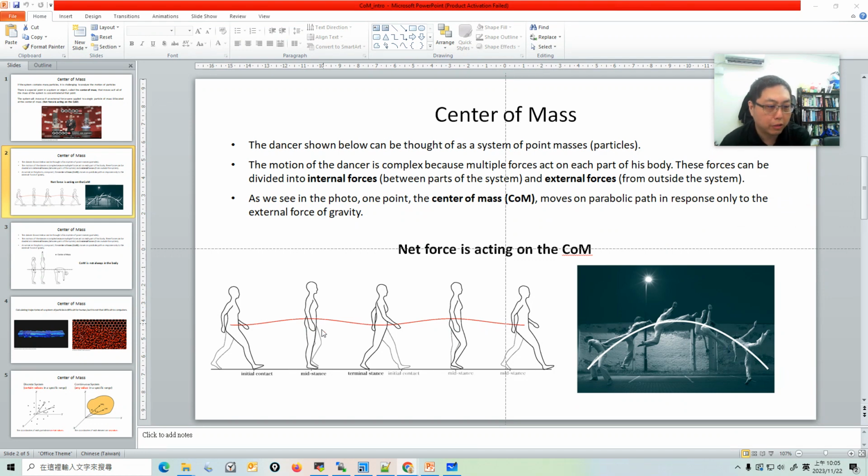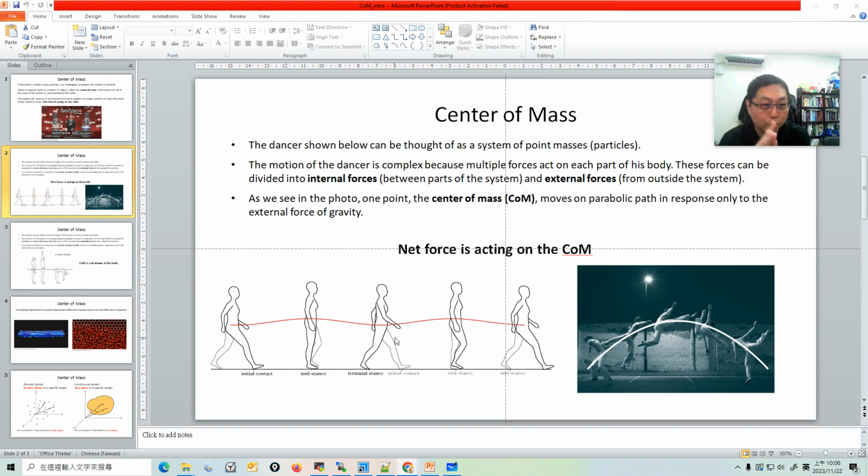For example, this is a man walking. The man can be viewed as a system of particles because he is composed of different parts. You have a head, a body, a hand, a leg, and all together they become a man. So if you want to describe the motion of a man, you actually have to describe the motion of the head, the body, the hand, and the legs.